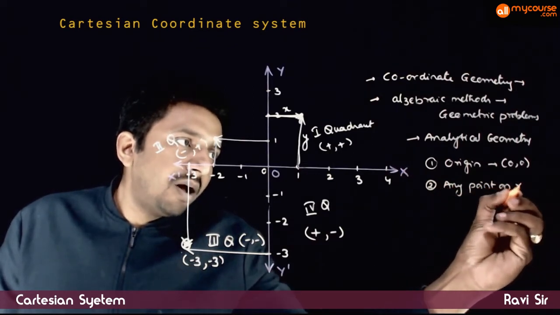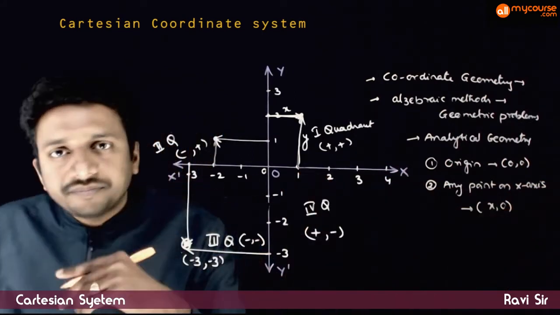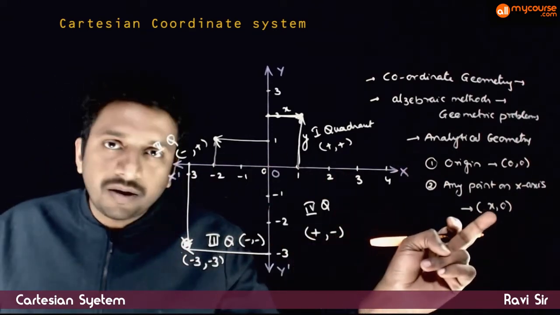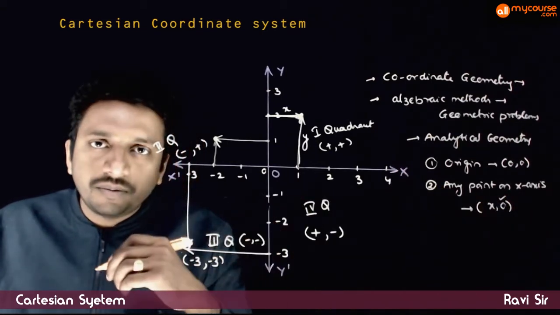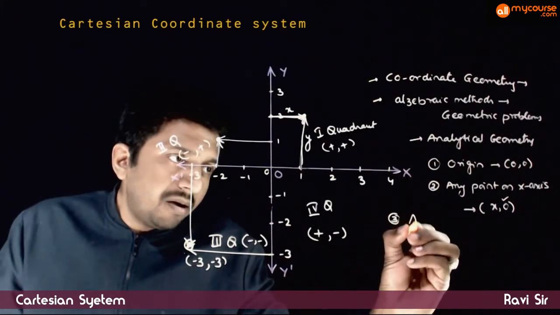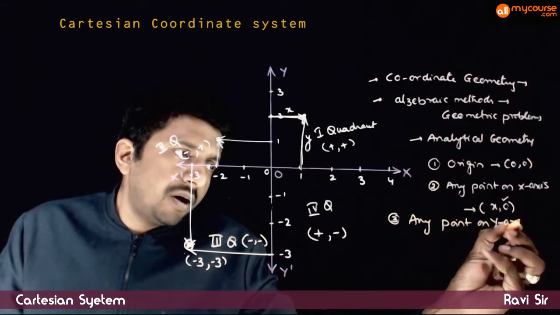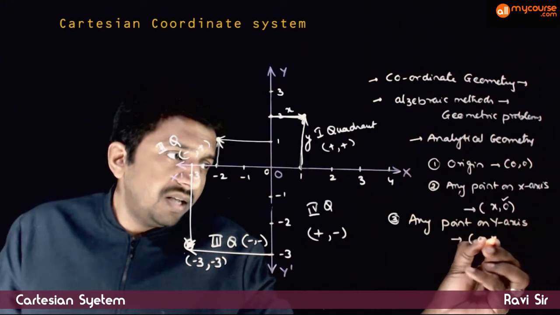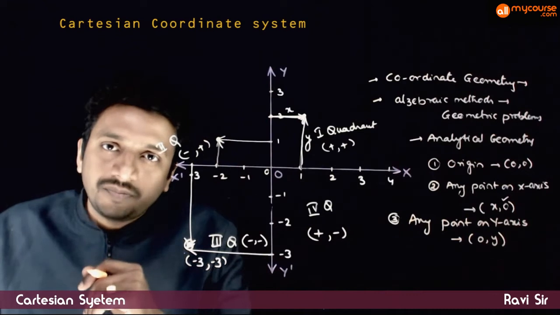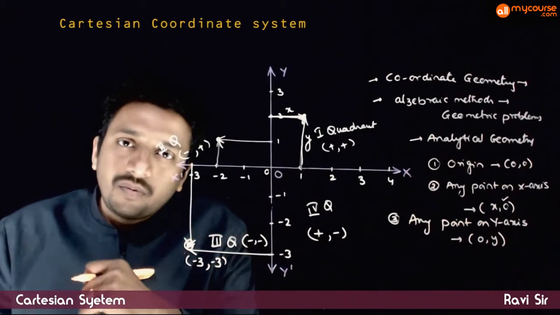So any point on x-axis is of the form (x, 0). The y-coordinate of the point on x-axis is equal to 0. So if you take any point on x-axis, the y-coordinate will be equal to 0. Similarly, any point on y-axis is of the form (0, y). That means the x-coordinate of any point on y-axis is 0. The y-coordinate of any point on x-axis is 0, and the x-coordinate of any point on y-axis is 0.